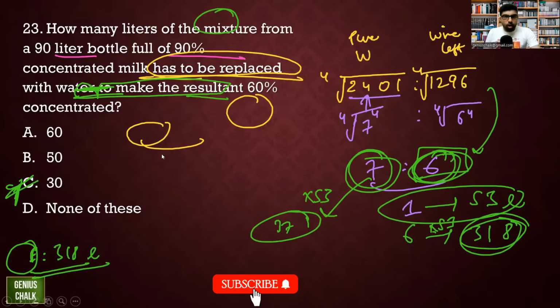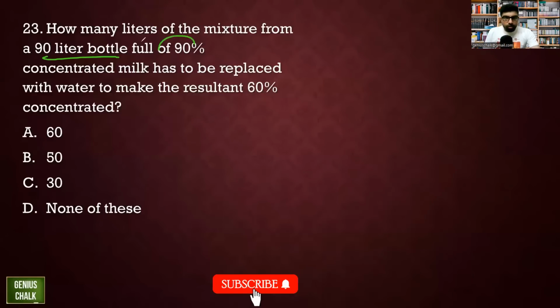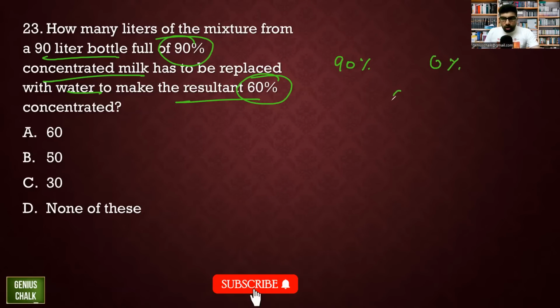Again the same type. How many liters of mixture from a 90 liter bottle full of 90% concentrated milk has to be replaced with water so that 60% is the new concentration? So actually it was 90%. I am replacing it with water, so water is 0%. Overall is 60%. This is the initial and this is the replaced value. So it is 60 minus 0, 60, and 90 minus 60 is 30.